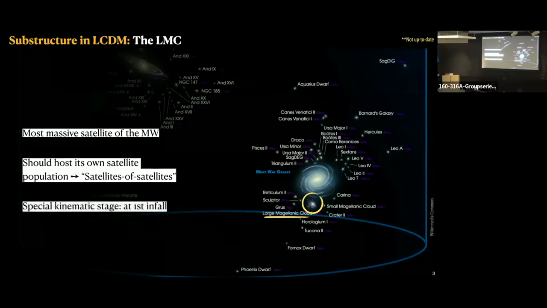And another reason why the LMC is interesting is because it is today at a very particular moment in its orbit. So we know that it is at a very close distance of 50 kiloparsec and at first infall onto the Milky Way. And I will later discuss how this fact is useful to infer satellite association, but also to inform on the Milky Way's gravitational potential.